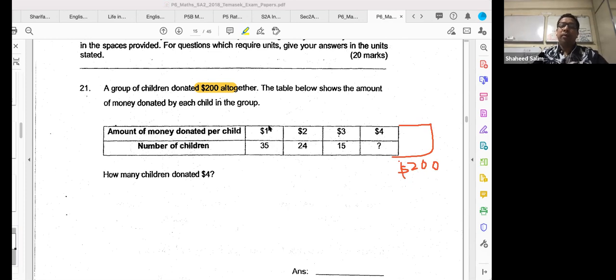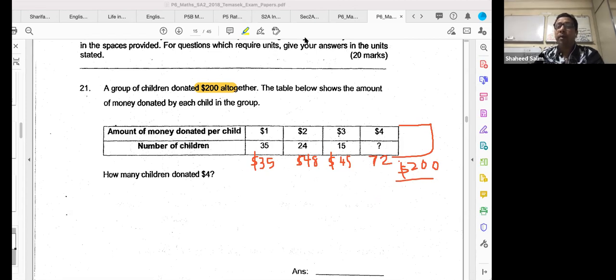35 persons donate $1. So altogether they collected 35. 35 times 1. 24 children donate $2. So how do you get the amount of money donated? 24 times 2, 48. And then the next one, 15 children donated $3. How to find out how much money they donated? 15 times 3, get 45. This one, we don't know, but we can find out. So Akil, take 200 minus 35 minus 48 minus 45, you will get $72.